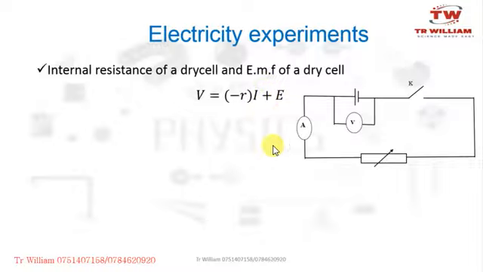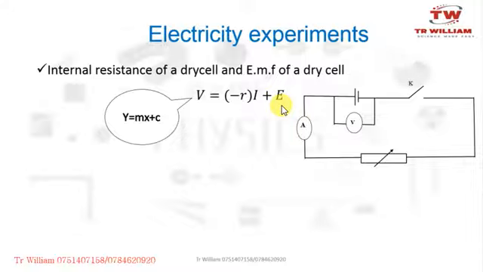Now this is in the form of the equation of a straight line, which is y equal to mx plus c. V is the potential difference across this dry cell. Negative R is the gradient. I is the current, which is on the x-axis. Then plus E, which is the EMF of the dry cell. So, of course, I know this. If a learner is doing an experiment, we'll measure it before doing the experiment.